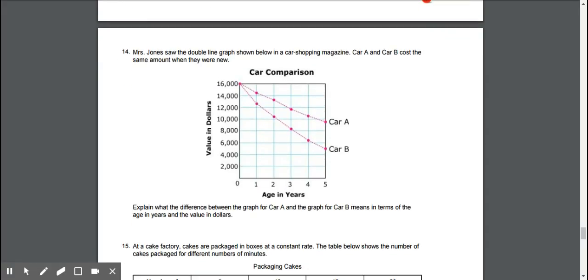Question 14. Mrs. Jones saw the double line graph shown below in a car shopping magazine. Car A and car B cost the same amount when they are new. Explain the difference between the graph for car A and the graph for car B, what it means in terms of the age in years and the value in dollars.